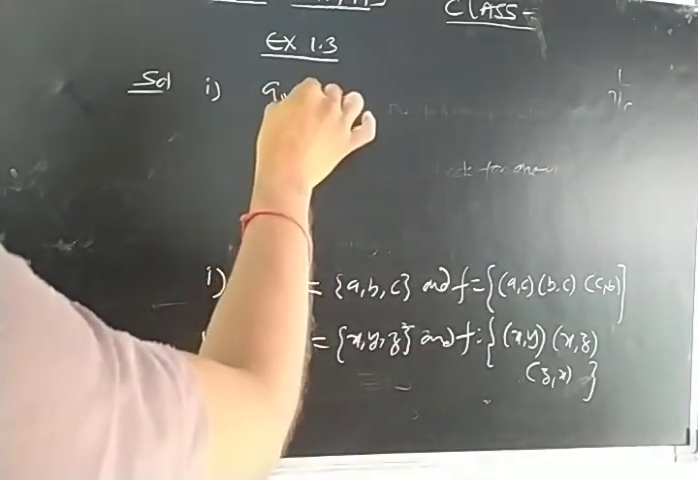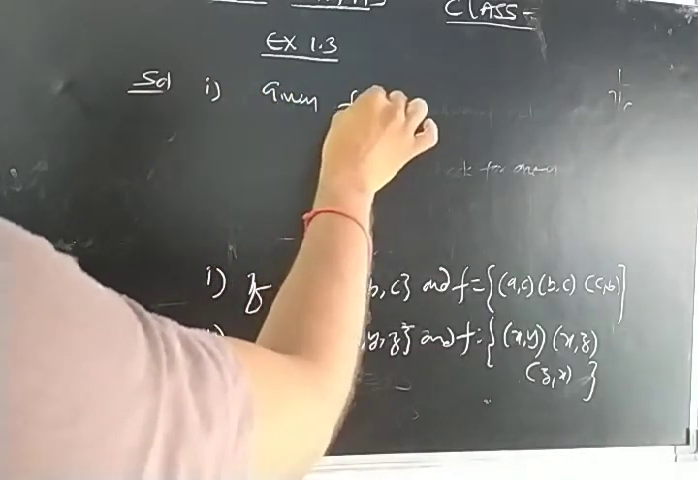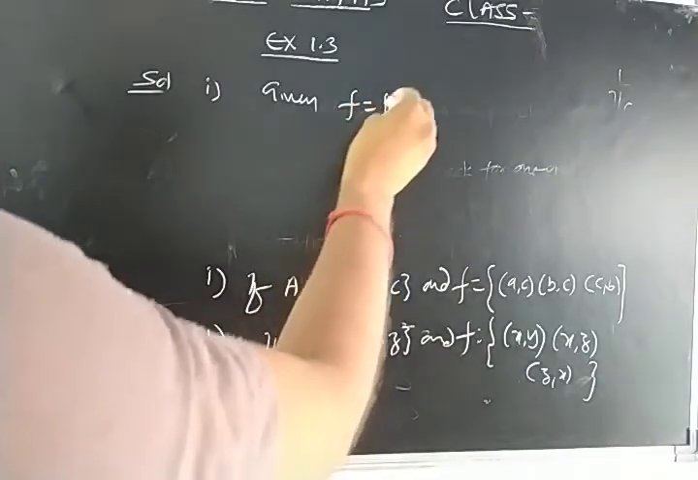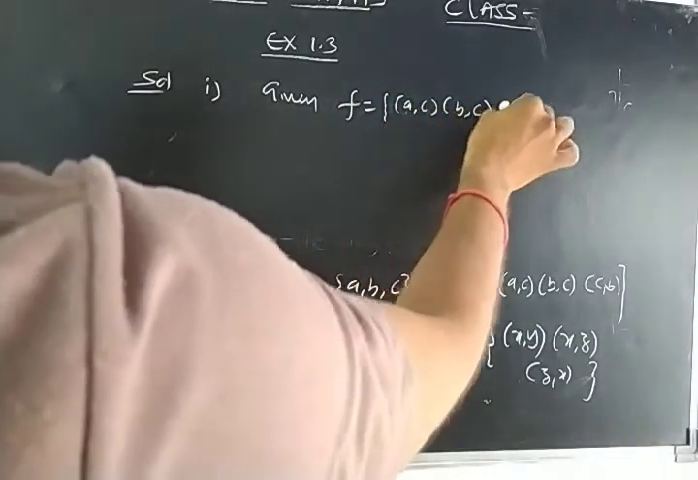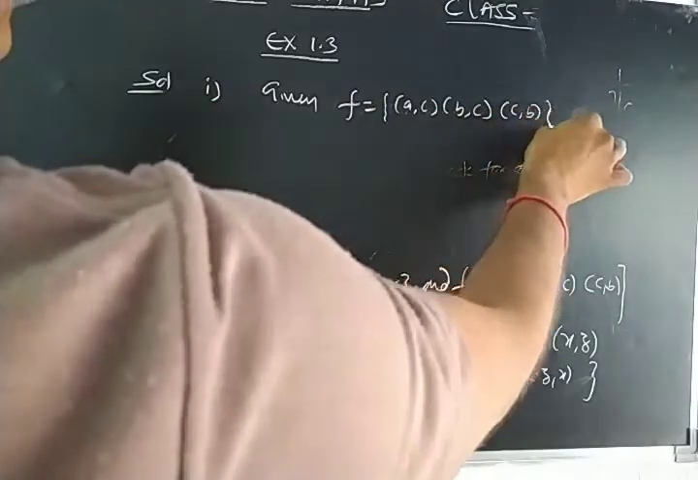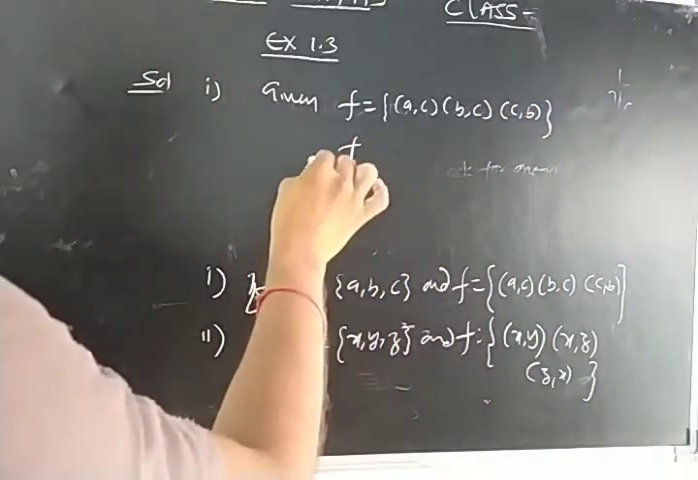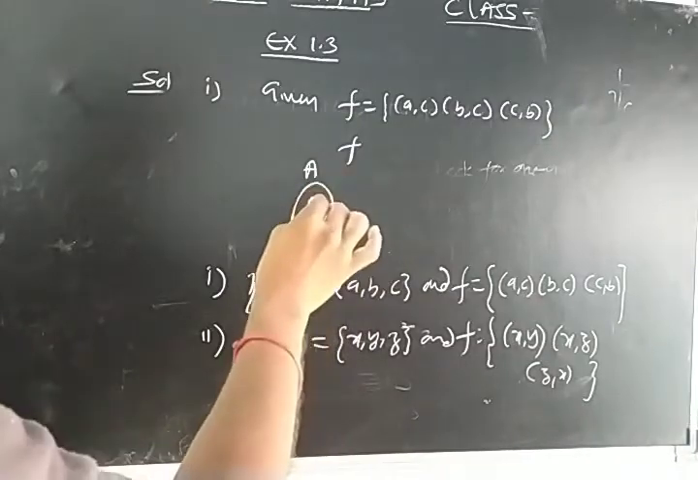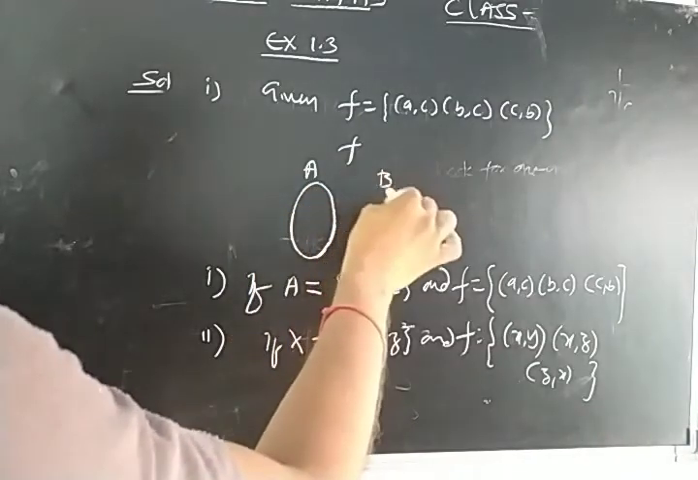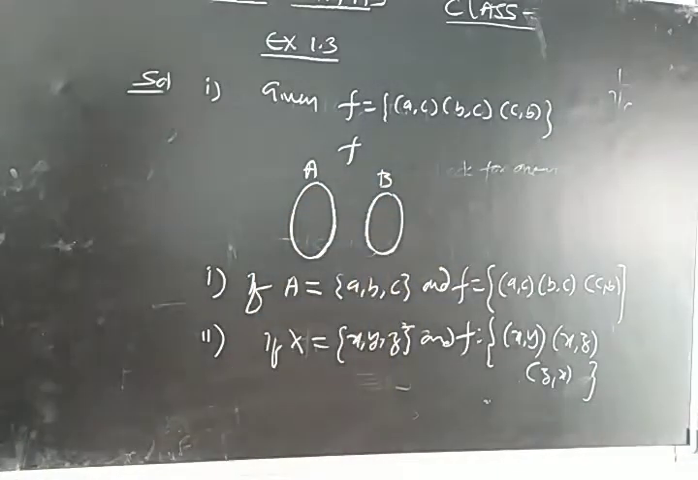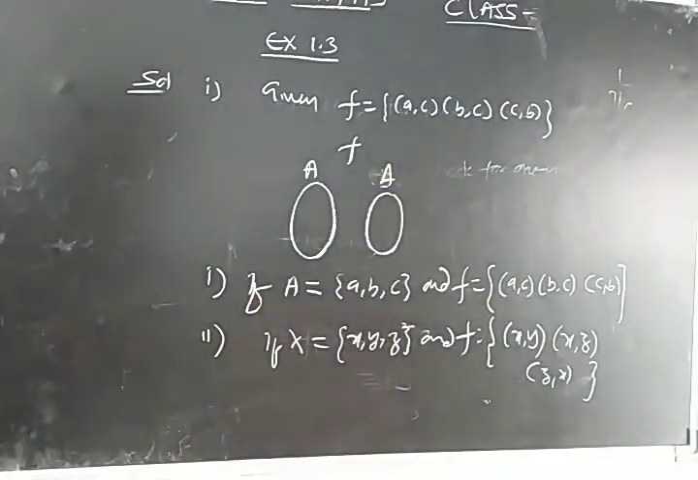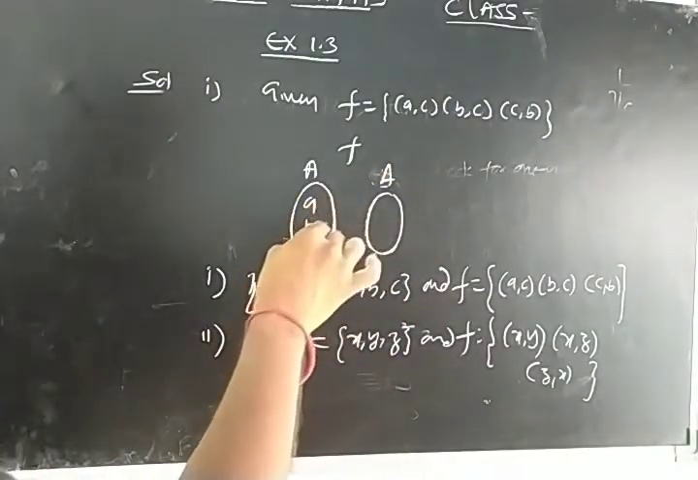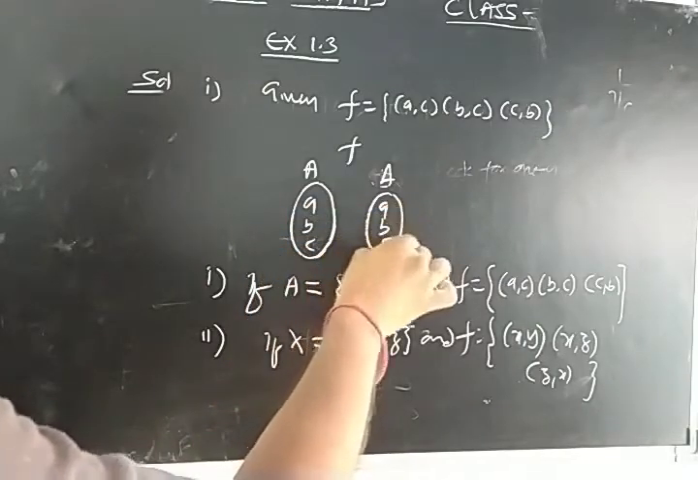Given f: (a, c), (b, c), (c, b). F is defined from capital A to A. So I am using figures; I can conclude whether it is a function or not. So sorry, A to A. It is defined from A to A. A having elements a, b, c. Again here also elements a, b, c.